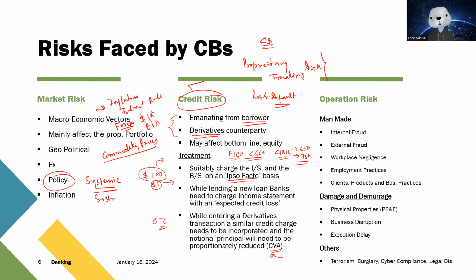I'm sorry, these are mostly the systematic risk. Systemic would be a wrong word here. So nonetheless, the banks are also exposed to these factors as well, which we are going to group under the market risk.